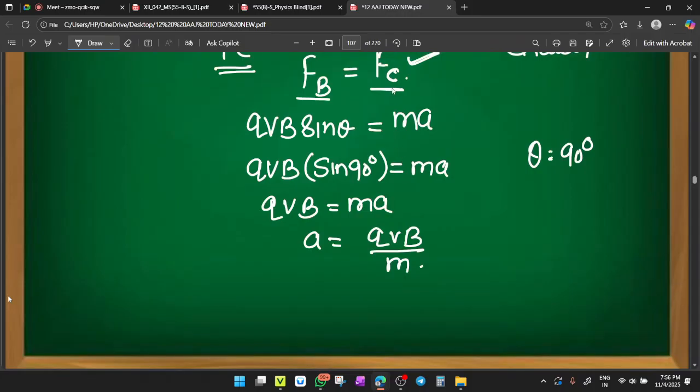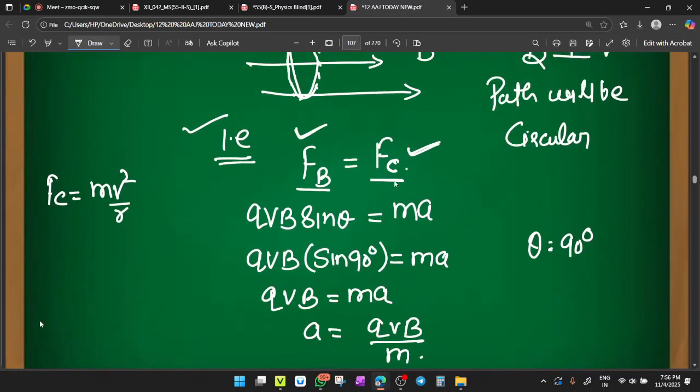So the actual value of Fc is mv square upon r, but we have to find the acceleration. So we have to write the force as mass into acceleration. We have expressed this force in the form of mass and acceleration by Newton's law, F equals ma. Clear, students? Now, F equals ma becomes the magnetic force, that is equal to qvB sine theta. Now, the angle theta is here 90 degree.